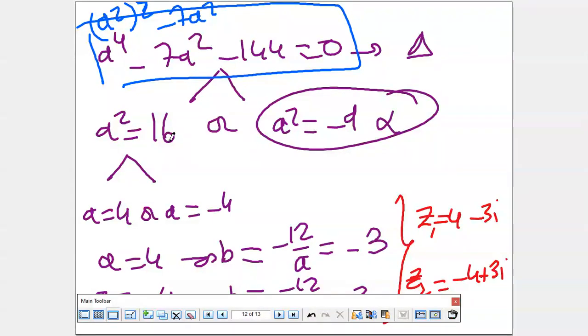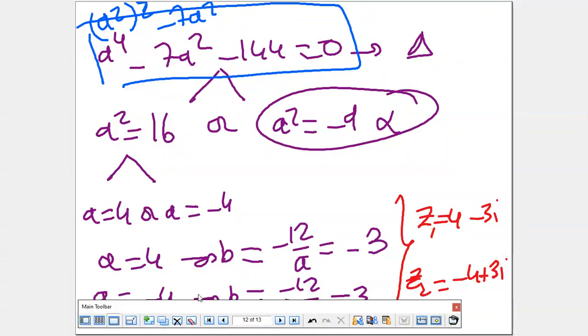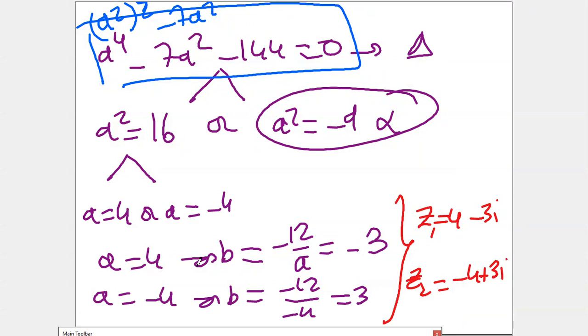A squared is equal to 16 gives me a is equal to 4 or minus 4. So for a equal to 4, to find b, it's minus 12 over a, so it's minus 12 over 4, it's minus 3. And if a is minus 4, b is 3. So the two complex numbers that I have are 4 minus 3i and minus 4 plus 3i.